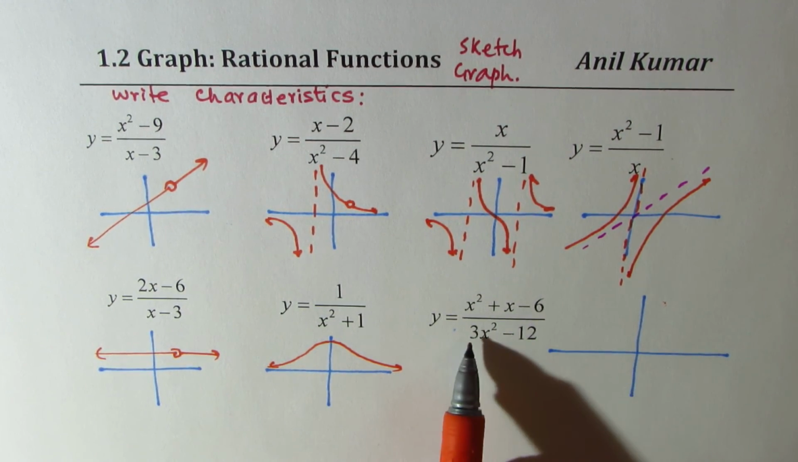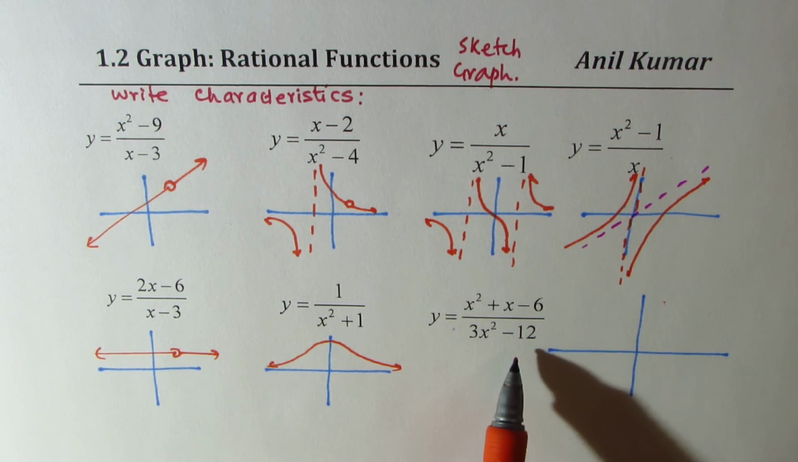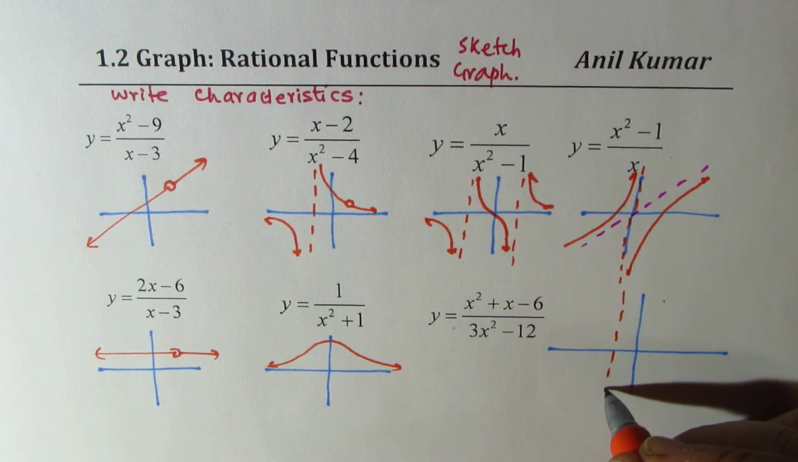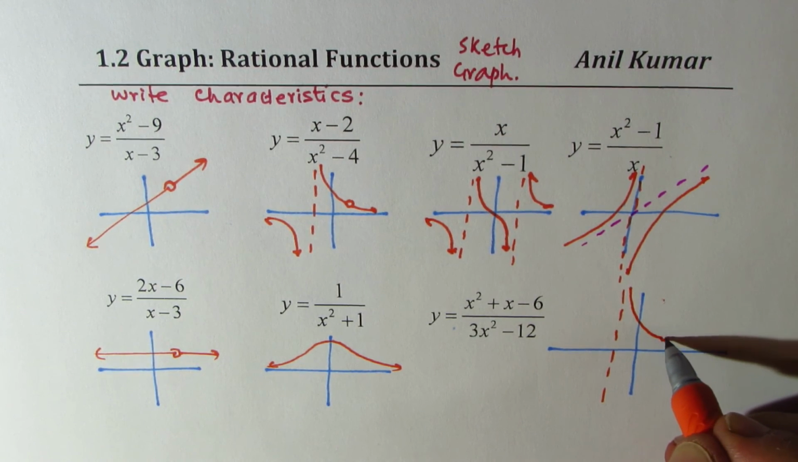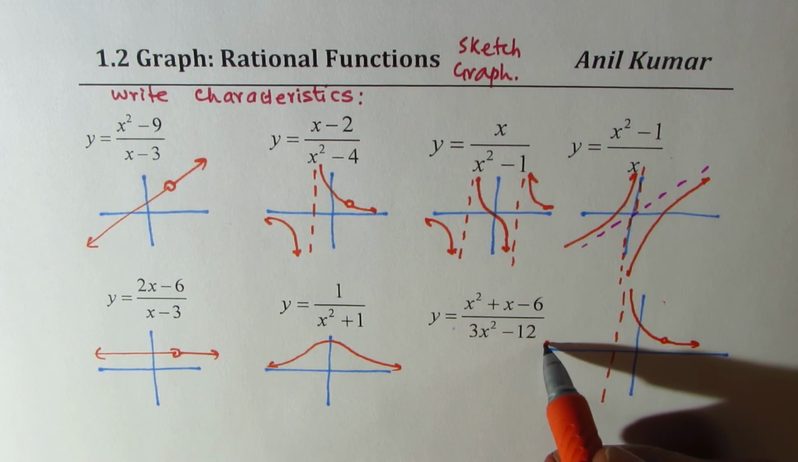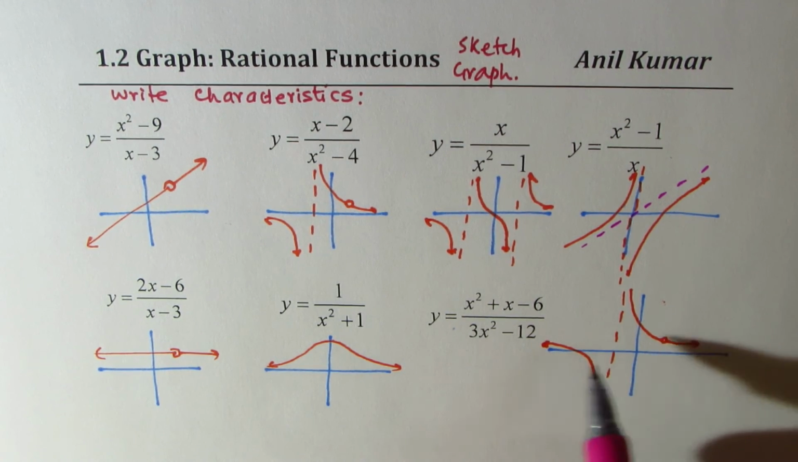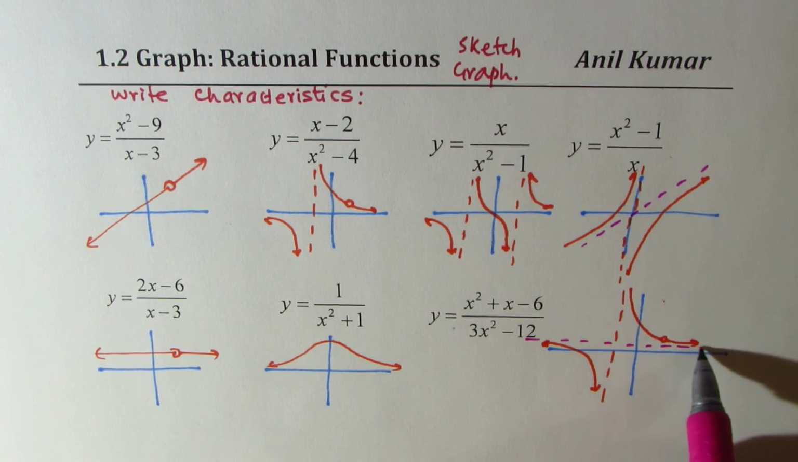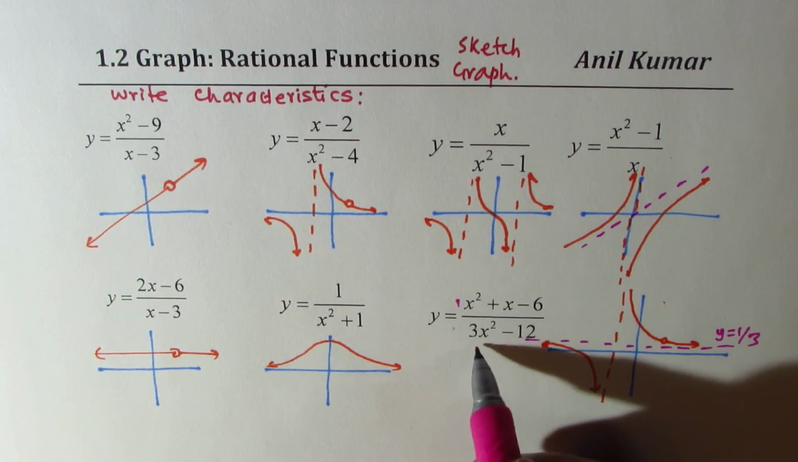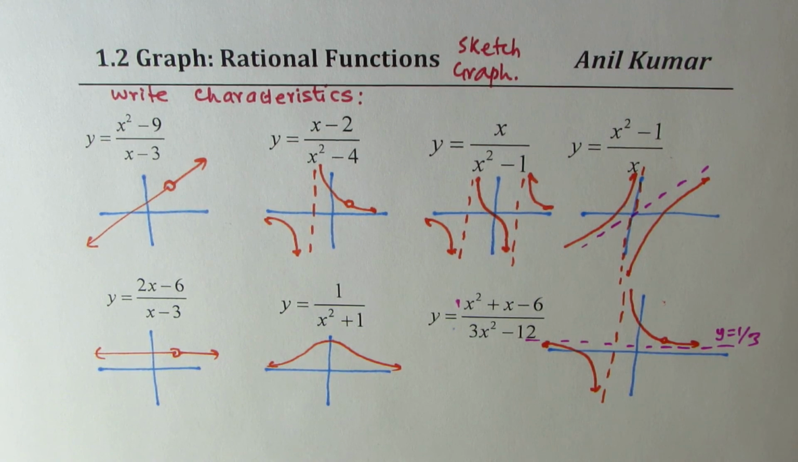The last function here, when you factor out, you do get a common factor which leads to a hole. And then we also have a vertical asymptote. So we found that this graph was kind of like this. One over 3 is your horizontal asymptote. So let me sketch the horizontal asymptote here, which is not the y-axis. It is y equals 1 over 3, which is the ratio of the leading coefficients.